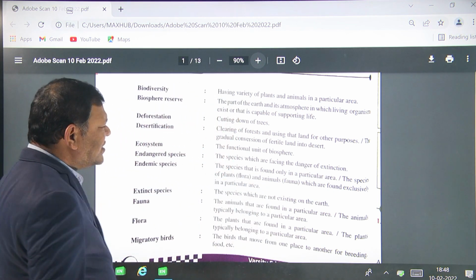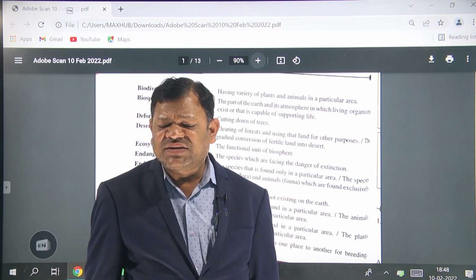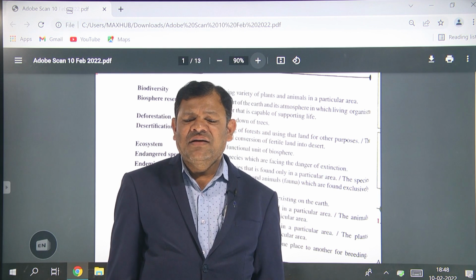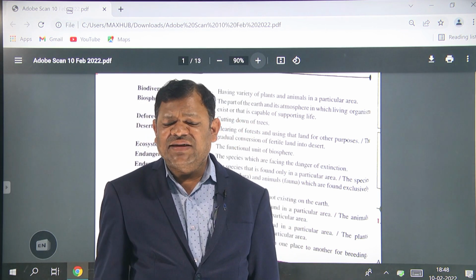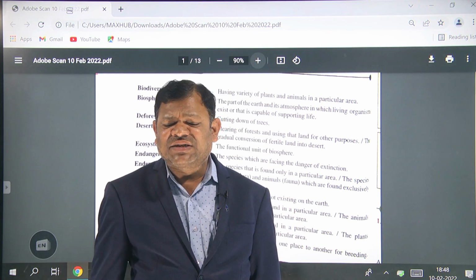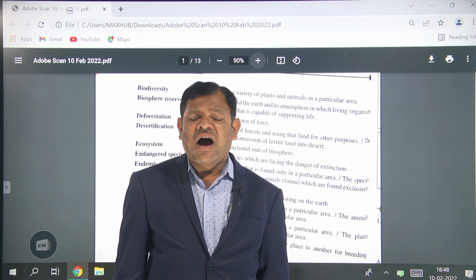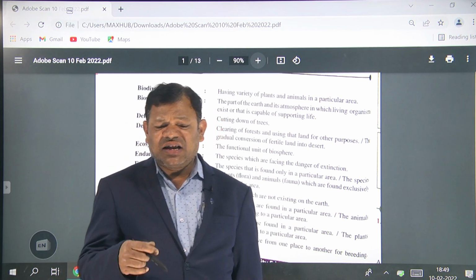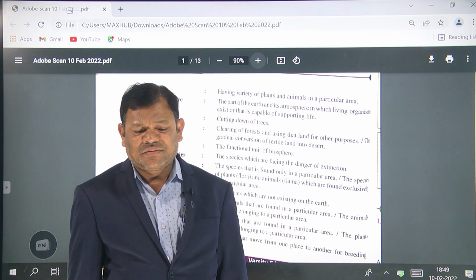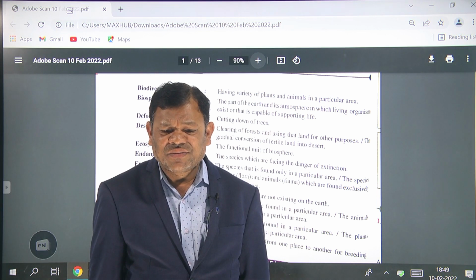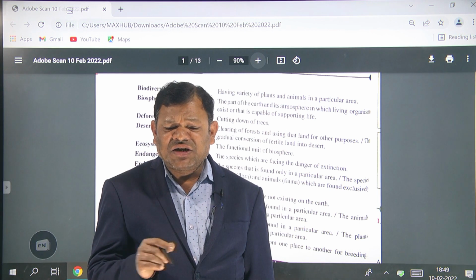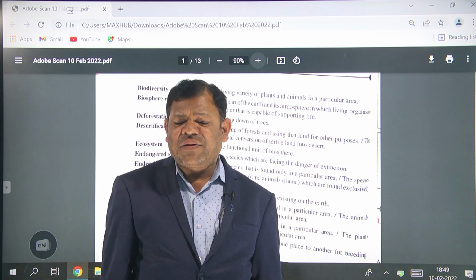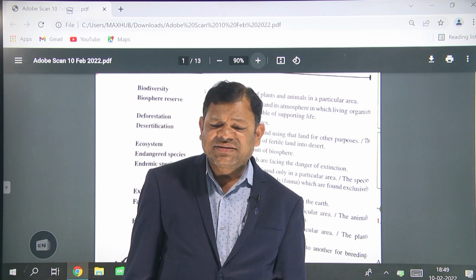Next, ecosystem. The structural and functional unit of the biosphere is known as the ecosystem. The structural and functional unit of the organism is known as the cell. The structural and functional unit of the respiratory system is the alveoli. The structural and functional unit of the excretory system is the nephron. The structural and functional unit of the nervous system is the neuron. Shall I repeat? These are the words.